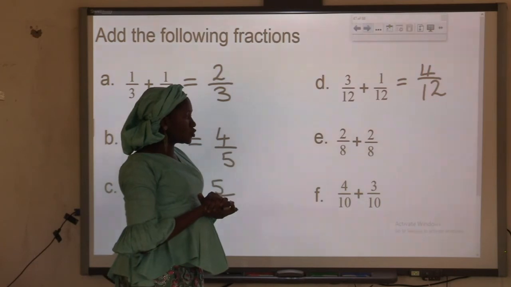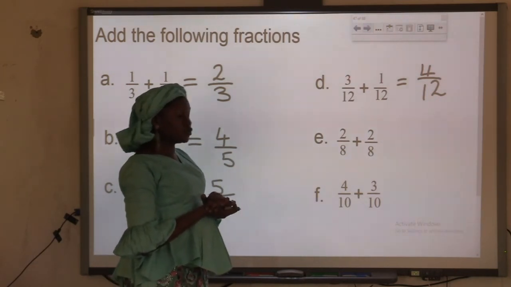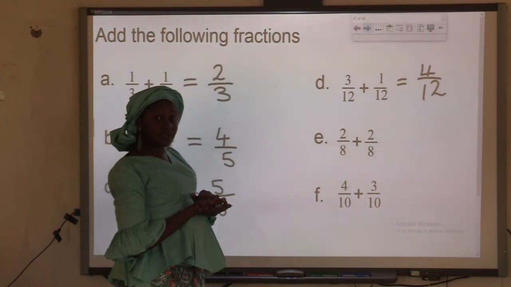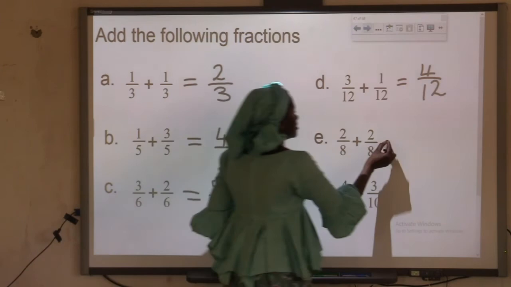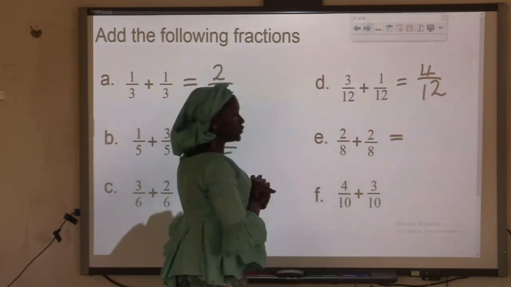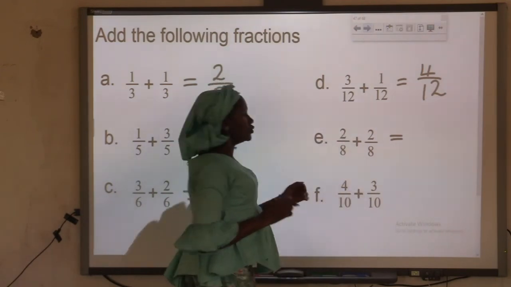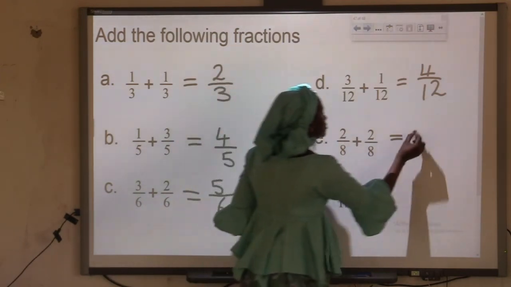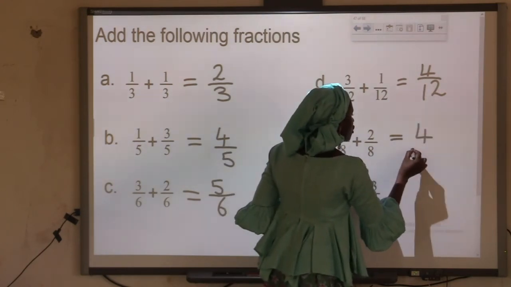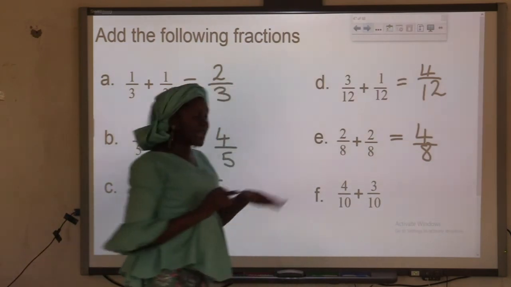Let's go to E. 2/8 plus 2/8. If we add the numerators, we are going to have 2 plus 2. And 2 plus 2 is how much? 4 over 8. Like fractions.